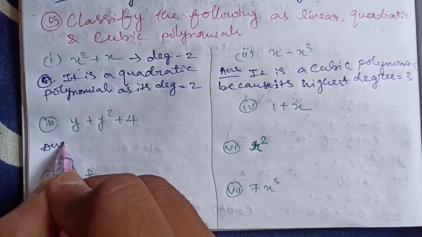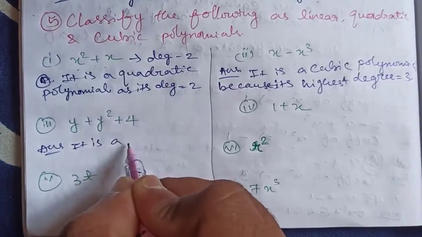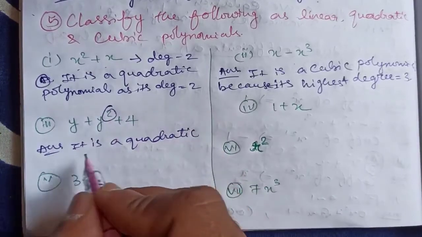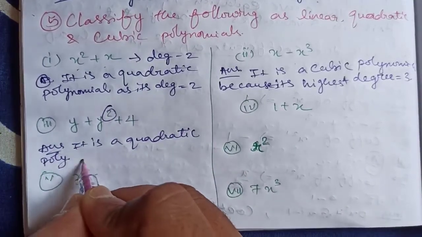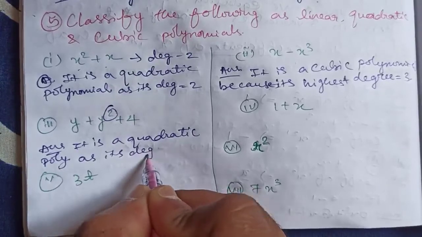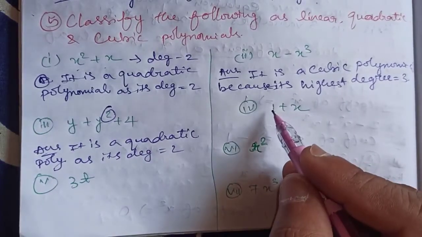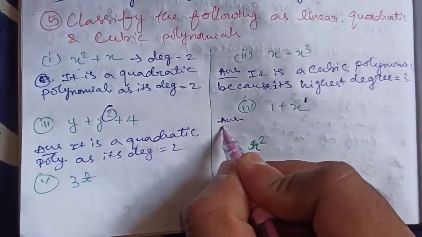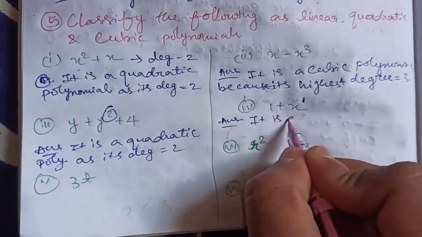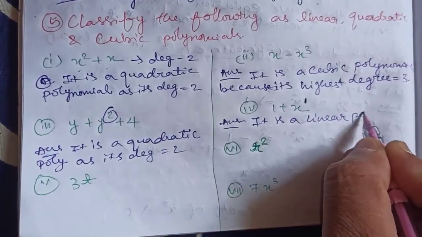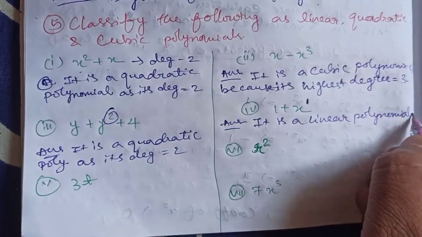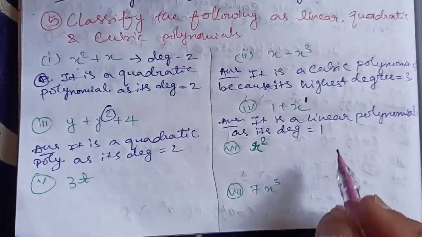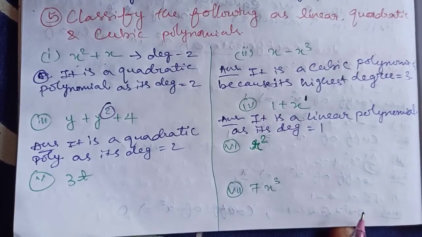What kind of polynomial is this one? It is a quadratic again. Why? Because the highest degree is 2. It is a quadratic polynomial as its degree is 2. Okay, what kind of polynomial is this equation? This equation is a linear polynomial because its degree is 1. It is a linear polynomial as its degree is 1. Its degree is 1, that's why it is a linear polynomial.